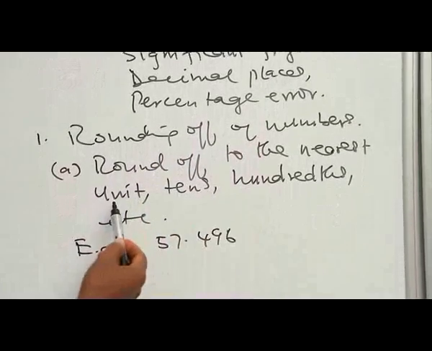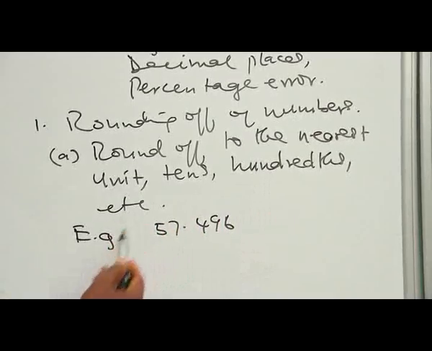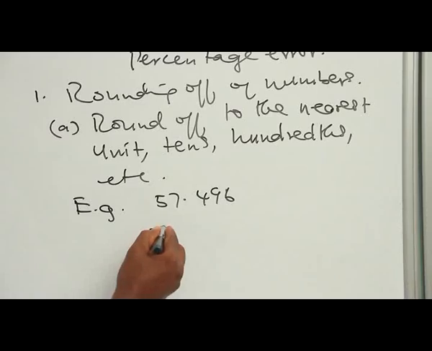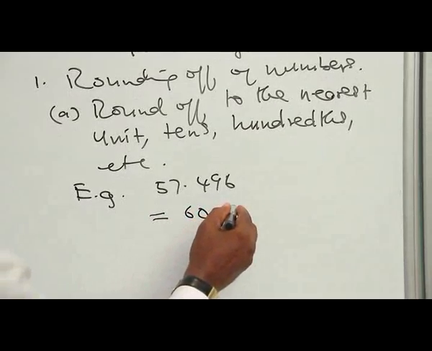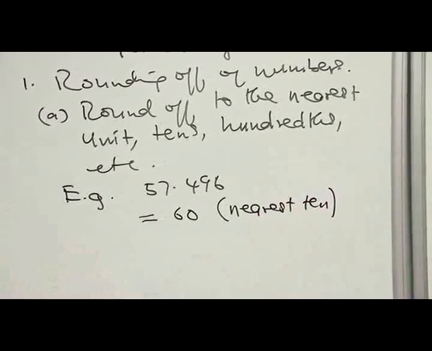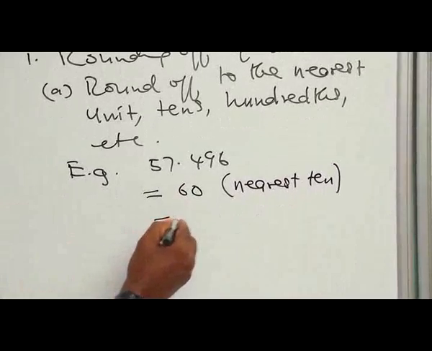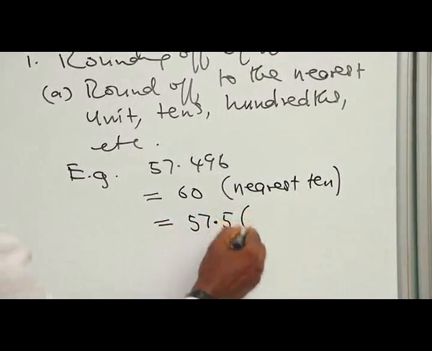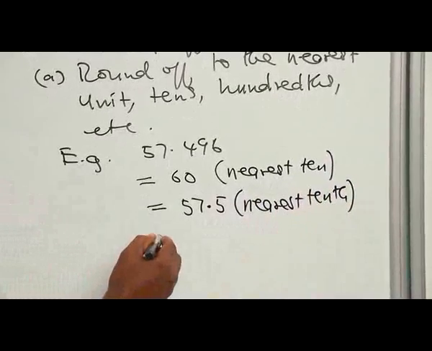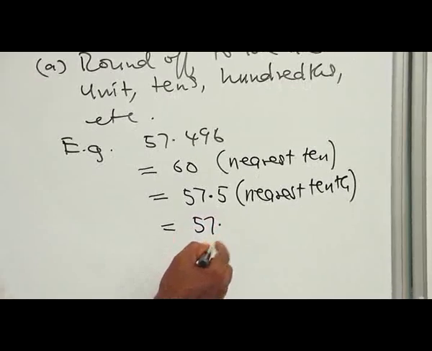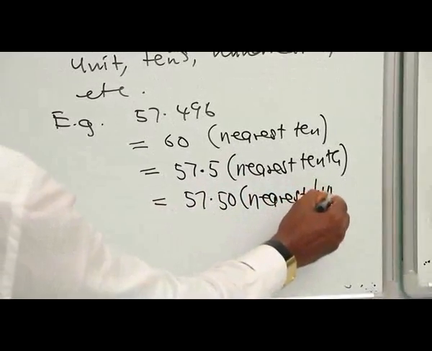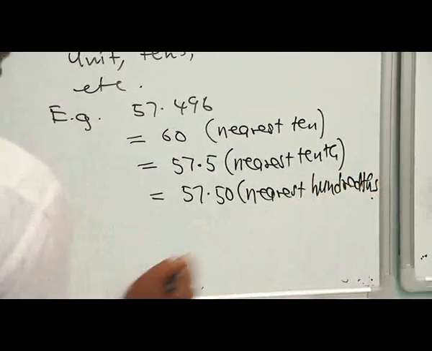Now, rounding off of numbers. Round off to the nearest unit, tens, hundreds, etc. Let's take, for example, 27.496. When you approximate it to the nearest 10, it will be equal to 60. This same value is equal to 27.5 if you approximate it to the nearest tenth. And of course, it's the same thing as 27.50 if you approximate it to the nearest hundredth, and so on and so forth.